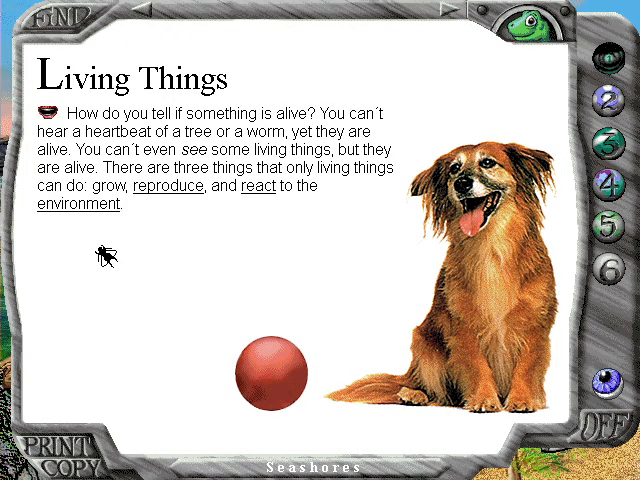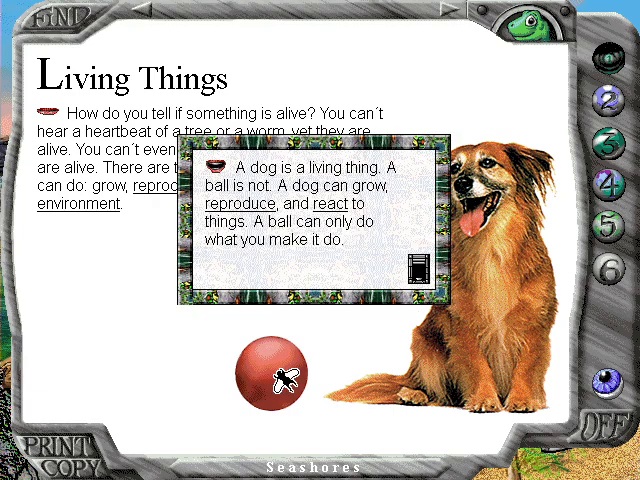Living things. How do you tell if something is alive? You can't hear a heartbeat of a tree or a worm, yet they are alive. You can't even see some living things, but they are alive. There are 3 things that only living things can do: grow, reproduce, and react to the environment.